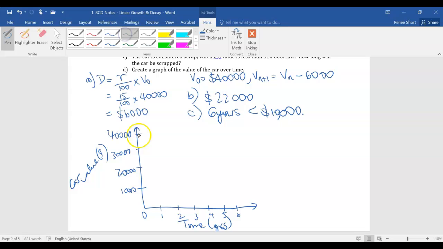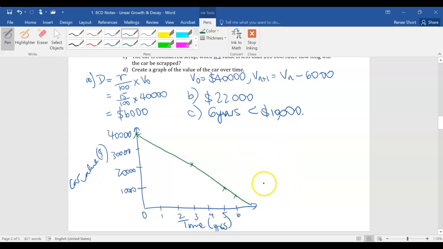Now, initially the car was worth $40,000. We knew at year 3 it was 22,000, so I can put that dot in there. And I knew at year 5 it was 10, I can put that in here. And 6, it's then 6,000. And if you drew this up, you would have a nice even scale, and you would have a ruler, and you can draw those dots up.